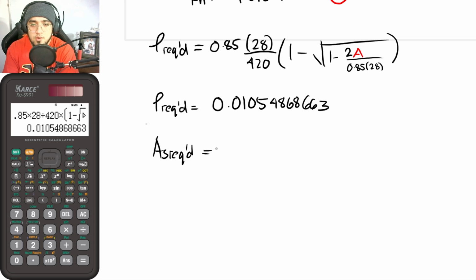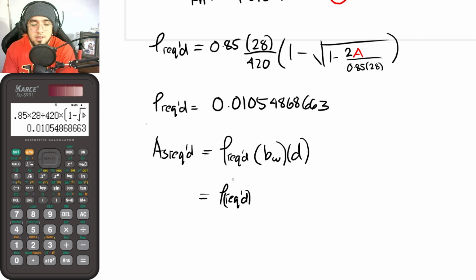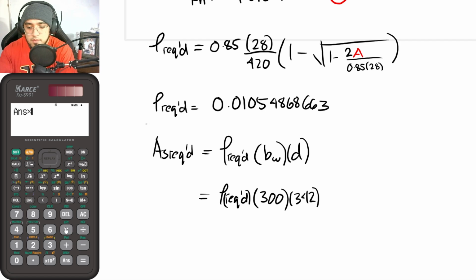From that, my AS required is equal to rho required multiplied by bw times d. Substituting known values, I would not write everything; instead, I will just press answer in my calculator. So rho required times 300 times 342.